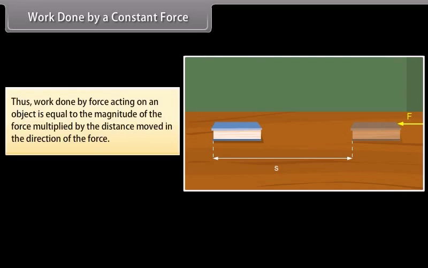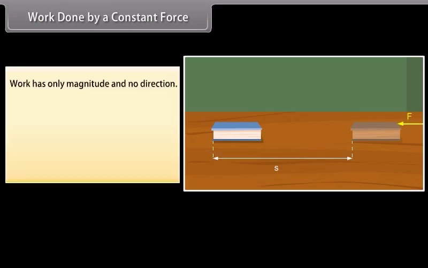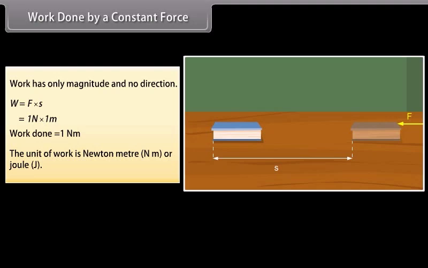Thus, work done by force acting on an object is equal to the magnitude of the force multiplied by the distance moved in the direction of the force. Work has only magnitude and no direction. If F is equal to 1 N and S is equal to 1 m, then the work done by the force will be 1 Nm. The unit of work is Newton meter or joule.